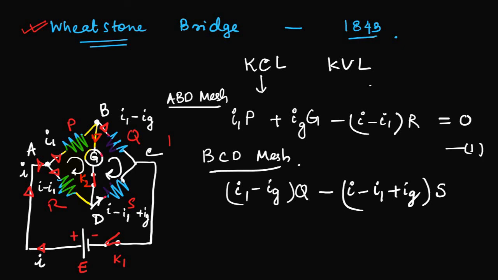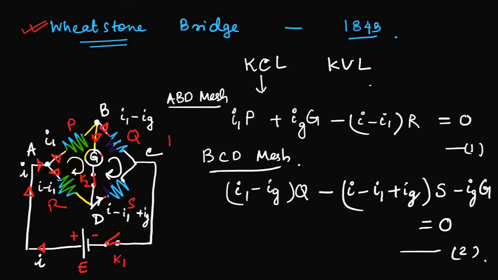Now again for the BD arm, the galvanometer current will have a minus sign, minus IG with G as the resistor, equals 0. In this mesh also there is no electromotive force attached extra. That's why I am writing it as 0. This is equation number 2.